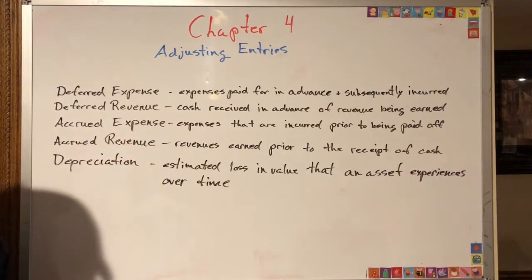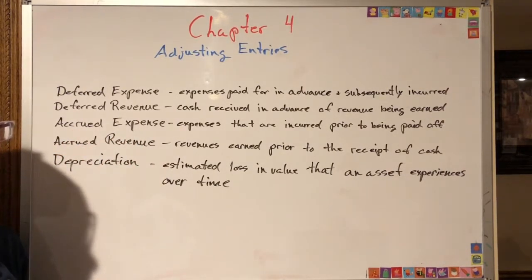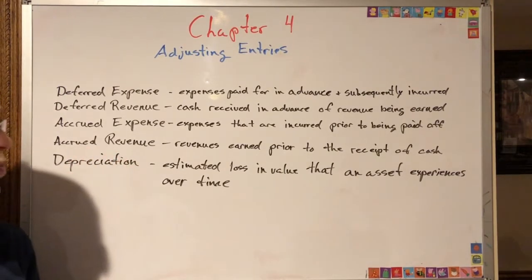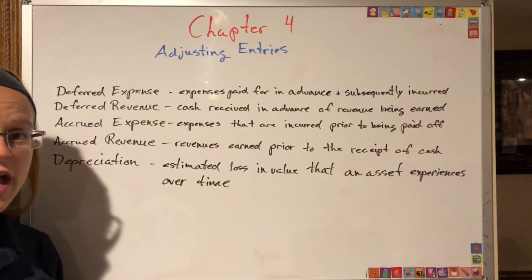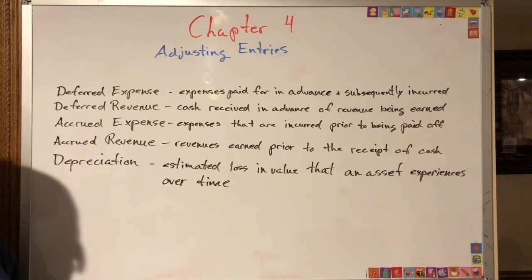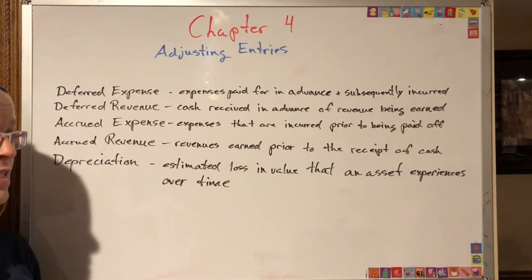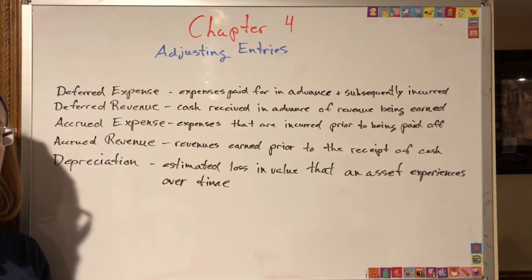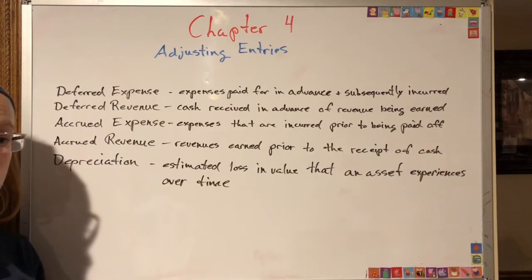Accrued expense. Expenses that are incurred prior to being paid off. Accrued revenues, so revenues earned prior to the receipt of cash. And depreciation, so this is the estimated loss in value that an asset experiences over time. So these are the reasons why we would have to adjust entries. And remember, the adjusting entries is only with the accrual basis of accounting, not the cash basis of accounting.